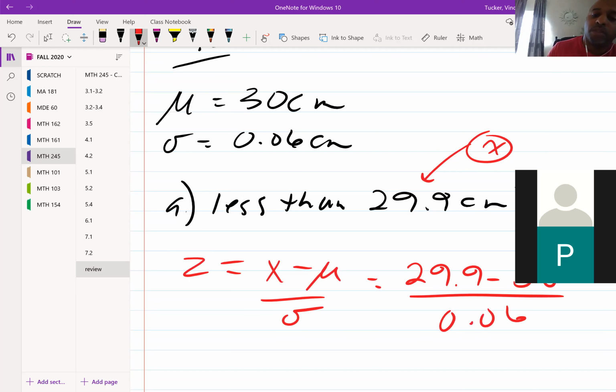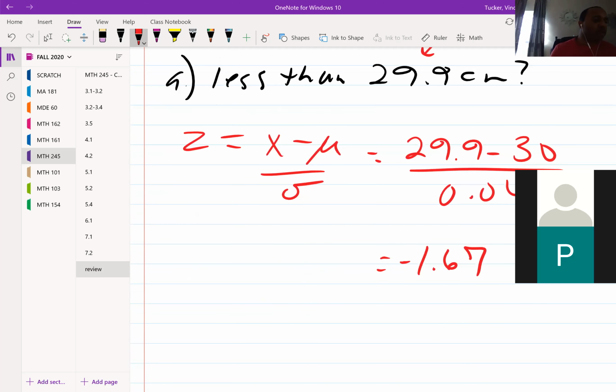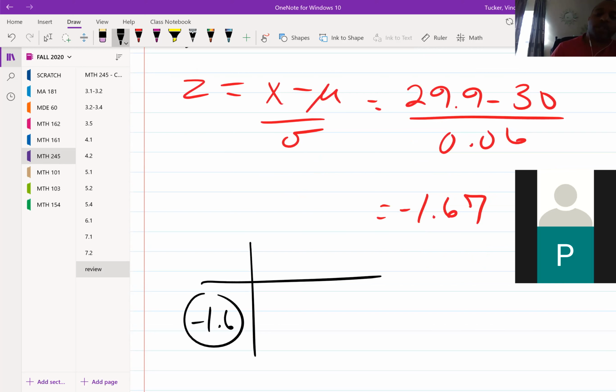All right, so that's going to be negative 1.67. Always round your z-scores to 2 decimal places. All right, so we're going to go to the chart. And remember how our chart is set up. We have this chart right here. There's negative 1.6. That will be on this left corner, left column. And then 0.07 will be up top. And we want to see where they meet in our chart.